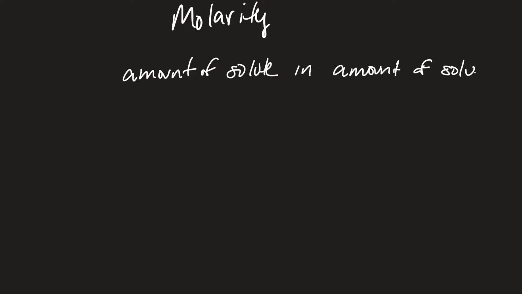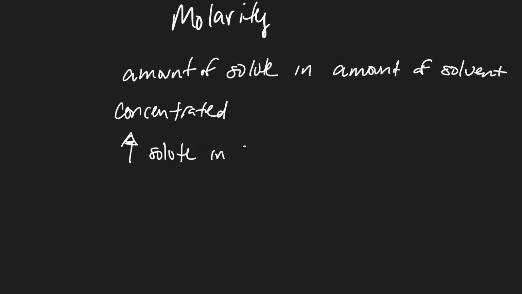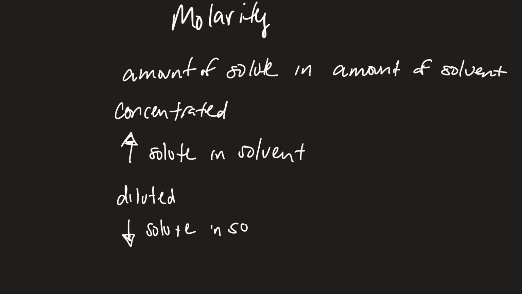All right. And so when we use the term concentrated, this simply means there's a high number of solute in solvent. While when we use the word diluted, or not as concentrated, we have a low number of solute in solvent. So that's the way you could look at it.